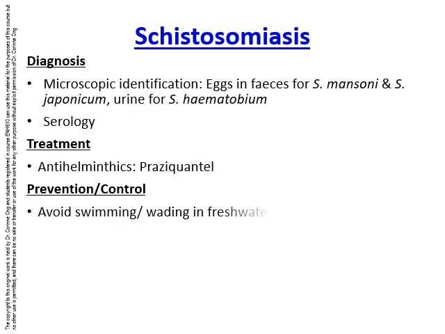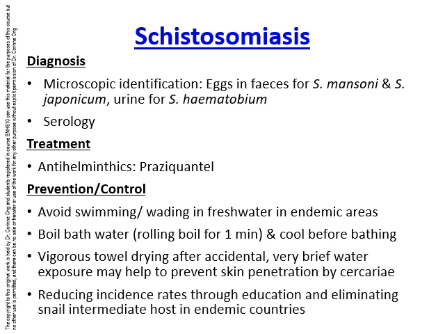Schistosomiasis is diagnosed by the detection and identification of eggs in fecal specimens for Schistosoma mansoni and japonicum, and urine specimens for Schistosoma haematobium. Cases can be treated with anti-helminthics. To prevent getting infected, activities such as swimming or wading in fresh water in endemic areas should be avoided. Bath water should be heated to a rolling boil for 1 minute and cooled before use. Vigorous towel drying after accidental, very brief water exposure may help to prevent skin penetration by cercariae. Education and elimination of the snail intermediate host in endemic countries has helped to reduce incidence rates.